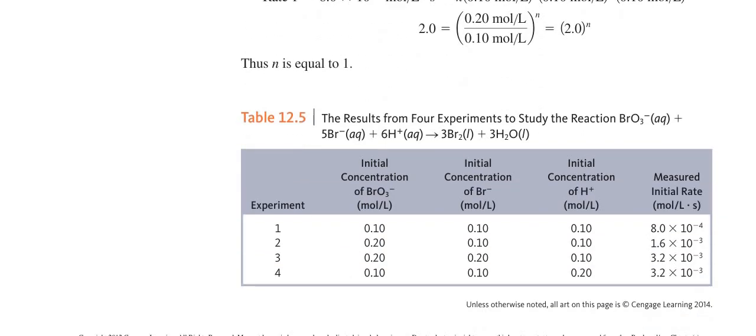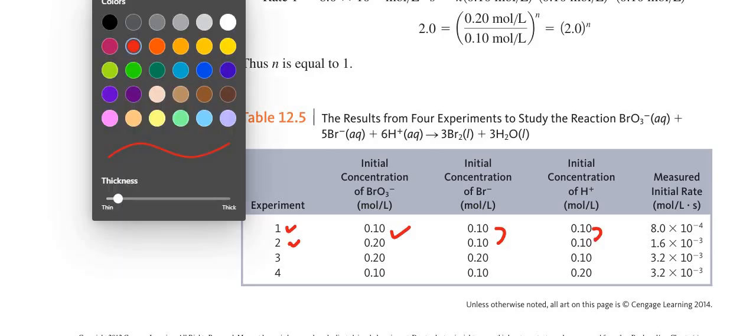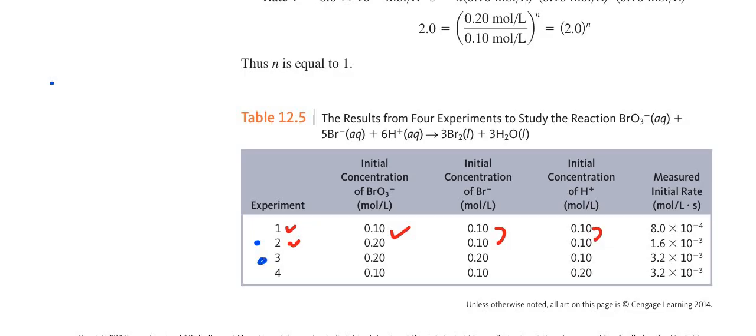The first time you choose experiment number 1 and 2, because this is kept constant and this is constant, while this is changing, so that these will cancel. Then you get the value of your N. Again, you're going to choose experiment number 2 and 3, because these are constant, while this is changing. So you found the value of M. The power of this guy is N. The power of this is M.